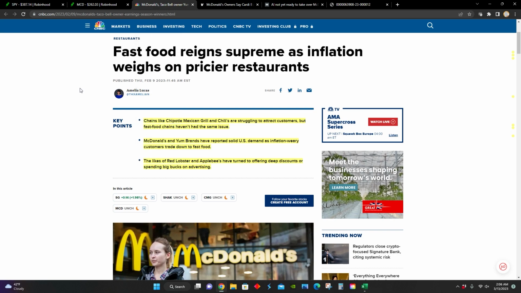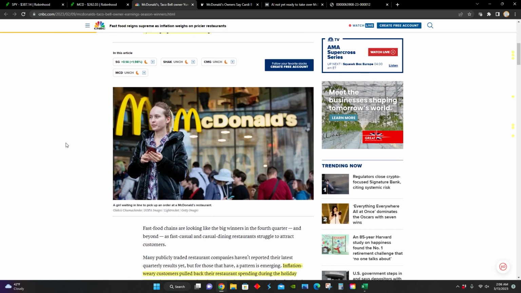And so first and foremost, we can see from this article right here, they point out that in inflationary environments like the one we are living in right now, fast food restaurants actually end up winning against all of their competitors. Chains like Chipotle Mexican Grill and Chili's are struggling to attract customers, but fast food chains are not having the same issue. McDonald's and Yum Brands, which obviously owns companies like KFC and Taco Bell, have reported solid United States demand in this inflationary environment, and then other companies like Red Lobster and Applebee's are trying to spend more money on advertising and also with deep discounts to try to attract customers.